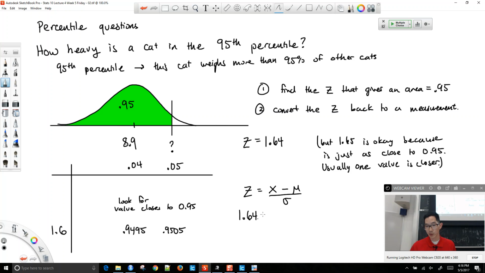So z is equal to x minus mu divided by sigma. So I will have 1.64 is equal to x minus 8.9 divided by the standard deviation of 1.2. Here we have normal, mean 8.9, standard deviation 1.2. We want to solve for x, right? So solving for x, I multiply both sides by 1.2 and I add 8.9, and I get 8.9 plus 1.2 times 1.64 is equal to x. I punch this into my calculator, and I get 10.868.